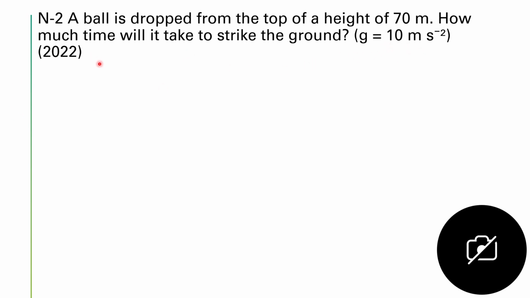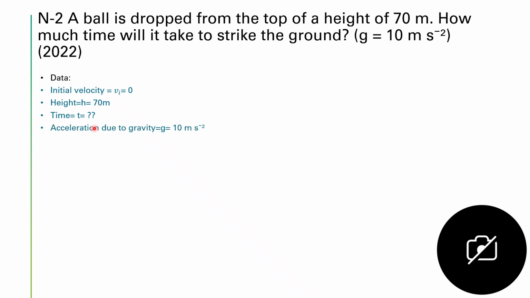Now it's time to make the data. The ball is dropped, so initial velocity is 0. The height is given, 70 meters. Then we can write h. How much time is required, so we write down the time with a question mark. Acceleration due to gravity g is given in the question, so 10 meters per second square.